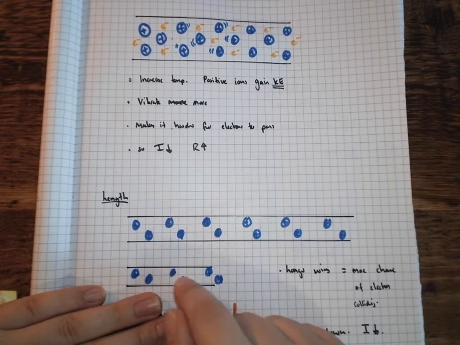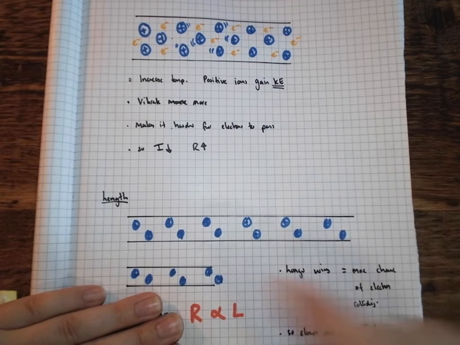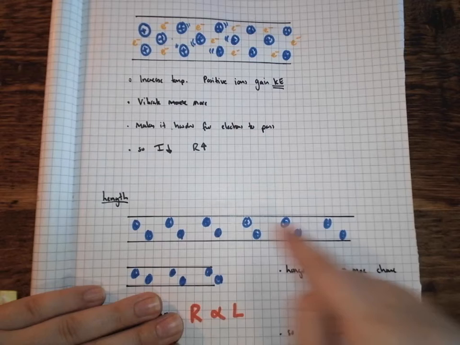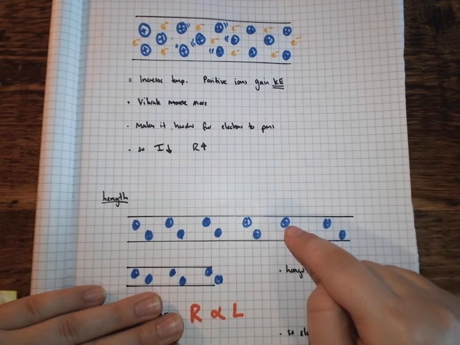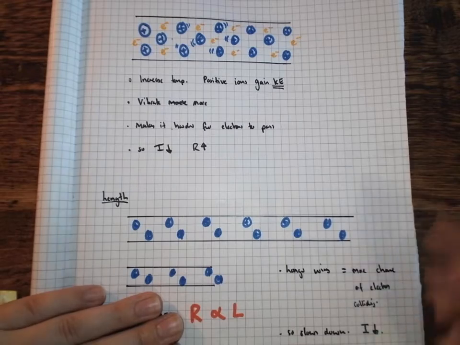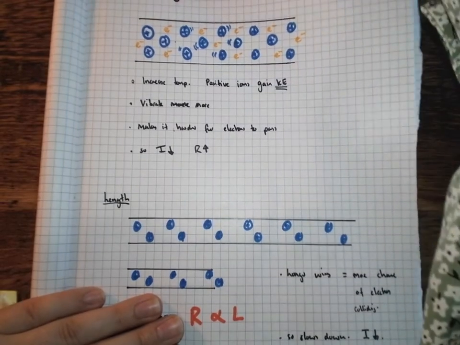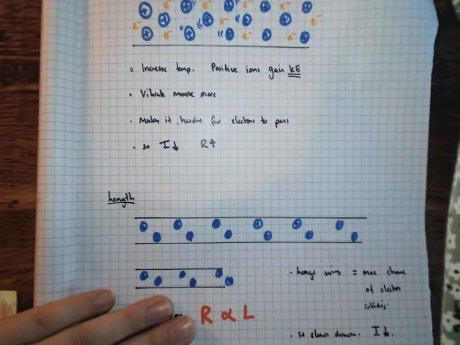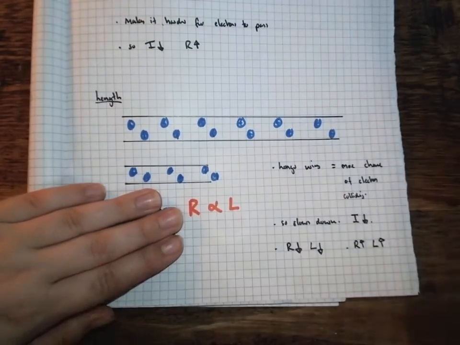Whereas if it's only got a short wire, a short little path, it's got less chance of colliding with the ions. So if we've got a longer wire, we've got more chance of the electron colliding with the ion, and therefore it's going to slow down the current. Again, if it slows down the current, that means it's going to be increasing our resistance.